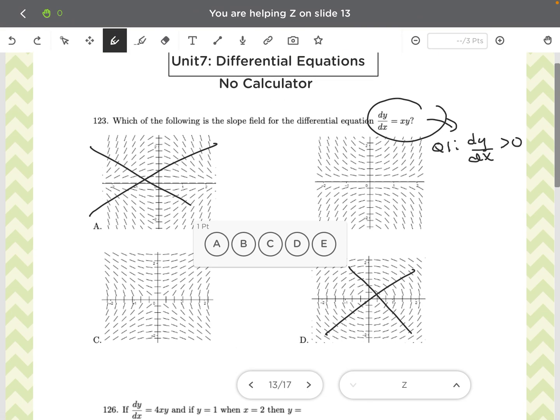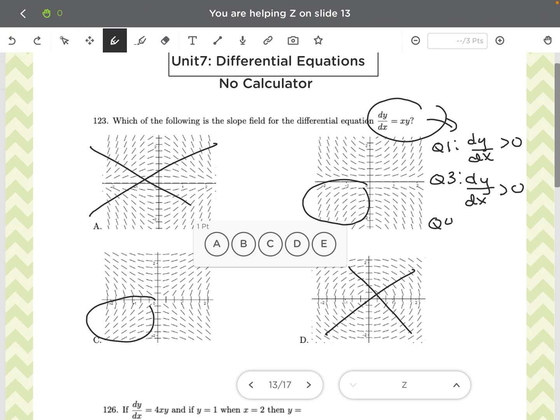Let's see if there's any other. I know that in quadrant 3, based on the equation, your dy/dx, if you pick a number here, your x is negative, your y is negative. This should also be positive. But if I look at my two answer choices left, it doesn't look like that helps me, okay? But you can keep going.